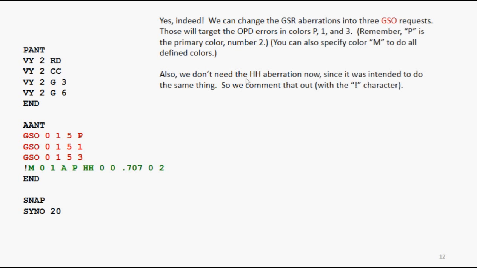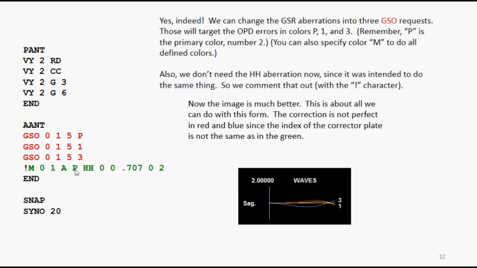Also, we don't need the HH aberration now because it was intended to do the same thing. So we comment that out, put an exclamation point here, and this line is then bypassed. Now the image is much better. And this is about all we can do with this form.